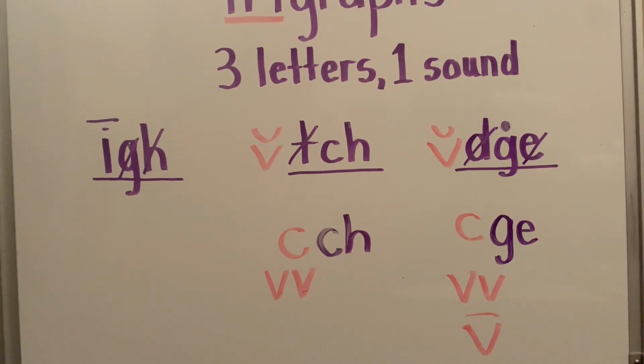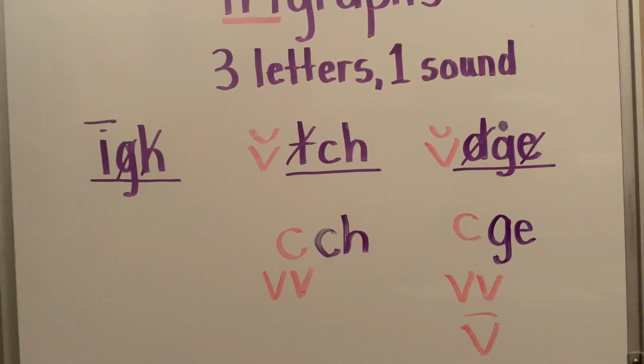So those are our 3 trigraphs that we've learned this year, and the special rules that the TCH and the DGE use so that we know which one to use when we hear it at the end of a word.